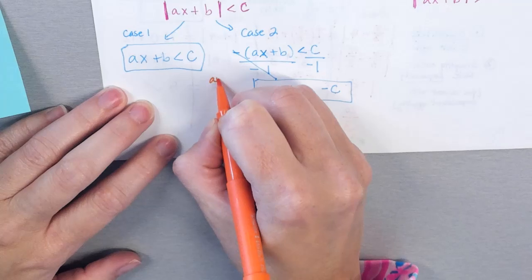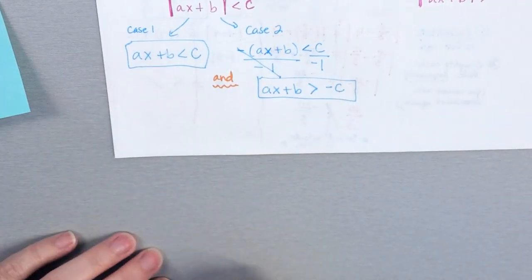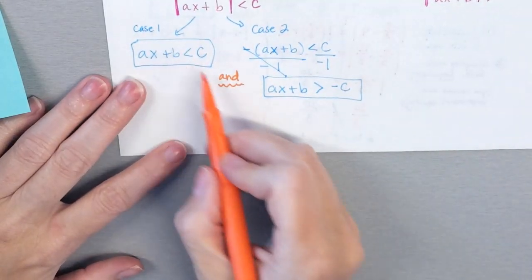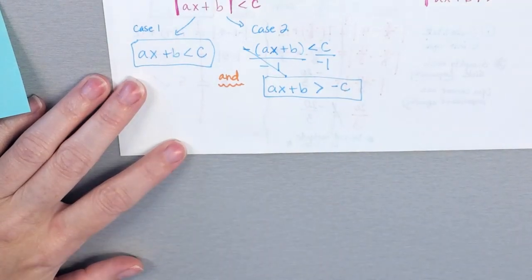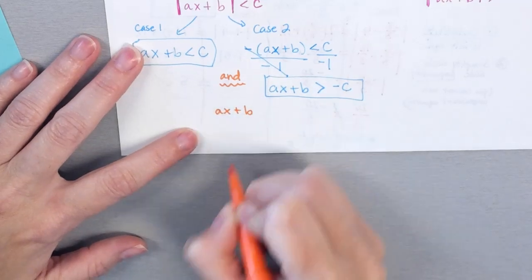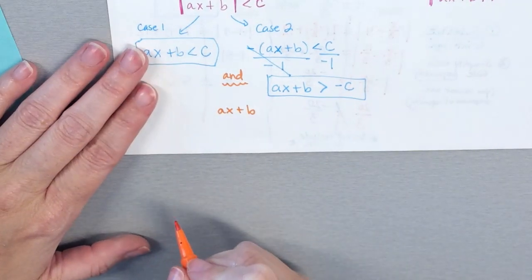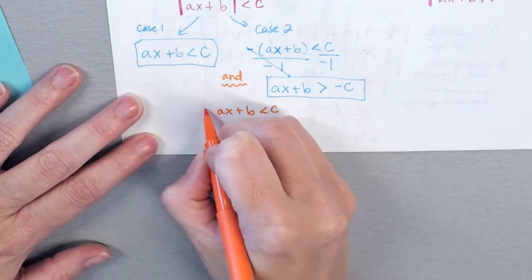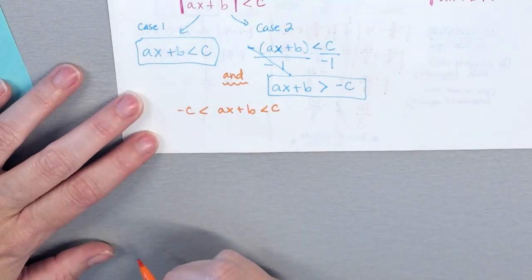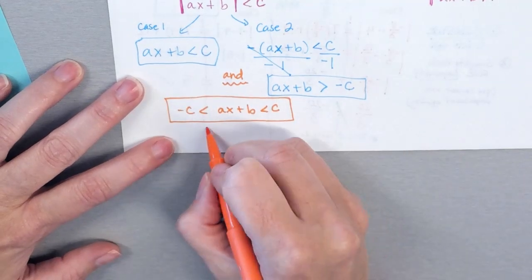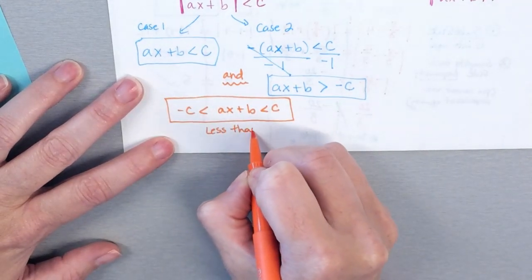Because they can happen at the same time, we join them using an and process, but we're not going to write and. It makes one big inequality. If they can happen at the same time, it's an and situation. And what we do is we put the ax plus b in the middle. And we say that value can be less than positive c, but greater than -c. So this is what happens when you have the less than.